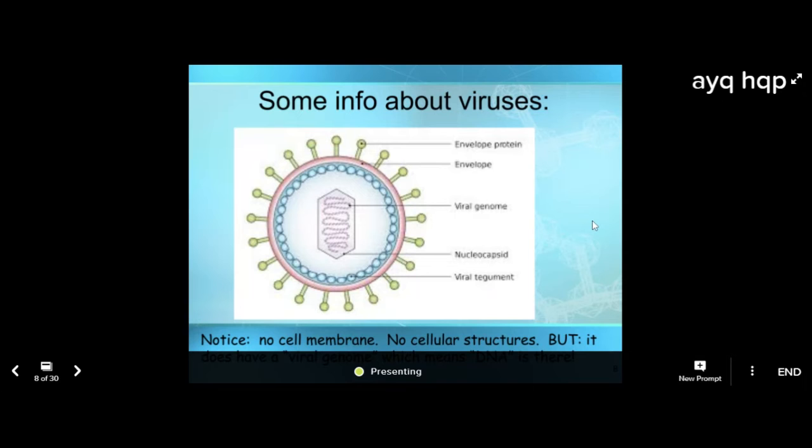Some more info. So no cell membrane here. This is a protein coat. There's no phospholipid layer here. No cellular structures. There's no nucleus, there's no ER, there's no mitochondria, nothing like that inside here. It does have a viral genome, right? So it does have some genetic material in there. Sometimes it's DNA, sometimes it's RNA. It does have that. But it can't build its own proteins. It can't break down food. It can't grow. So those are the things that it is missing.